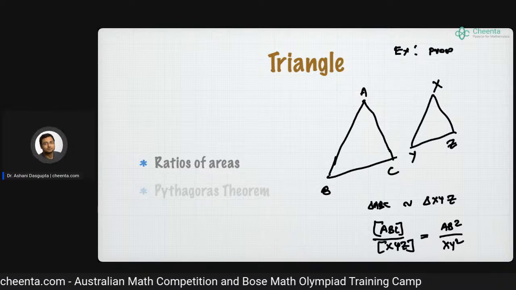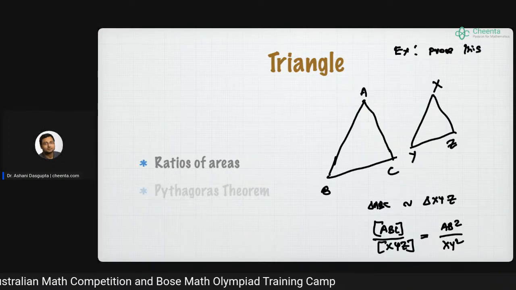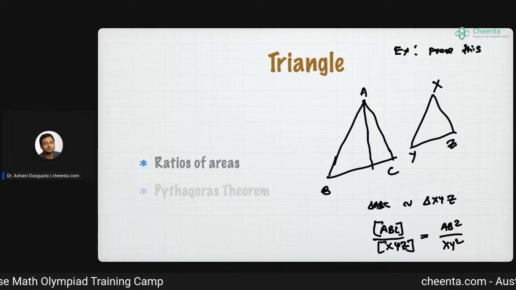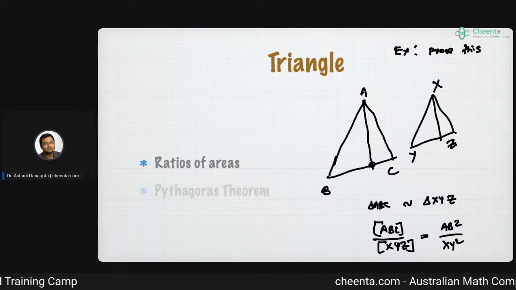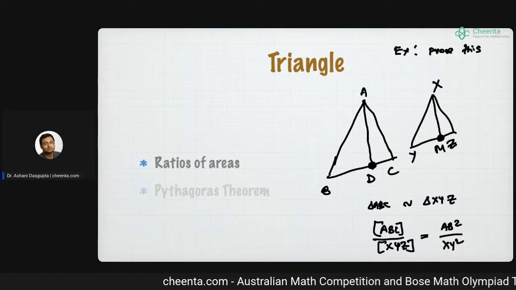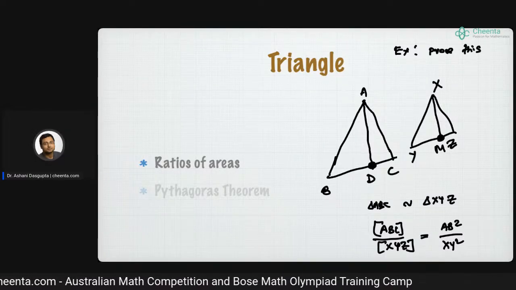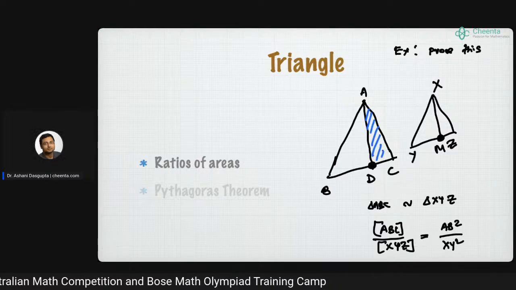So here is an exercise, maybe: prove this, and I'll give you a hint. The hint is you drop a perpendicular from A and X to the respective bases, and you notice that even these two triangles will be similar to each other.